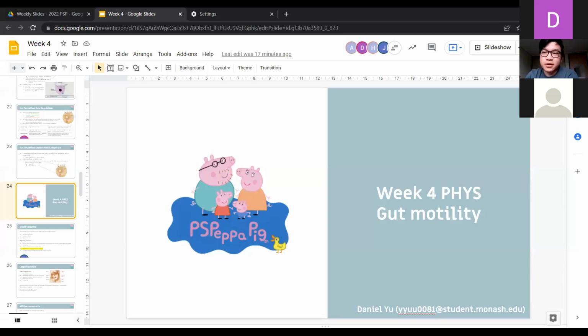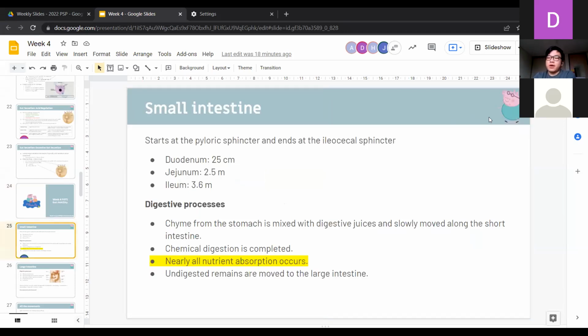Yep. So I'll be going through gut motility this week, just what's normally supposed to happen. So as you're probably aware, our gastrointestinal tract is made up of the small intestine and the large intestine. The small intestine is obviously what comes first. It starts at the pyloric sphincter straight after the stomach and ends at the ileocecal sphincter, approximately where the appendix is.